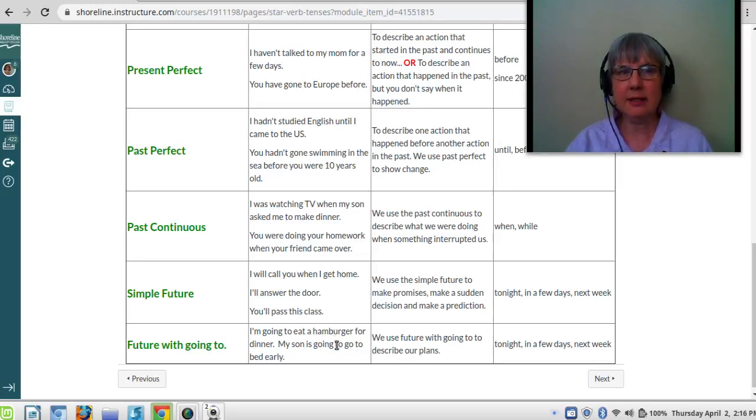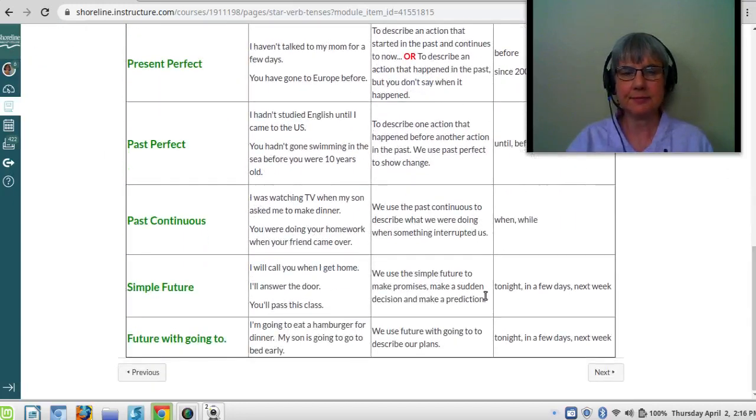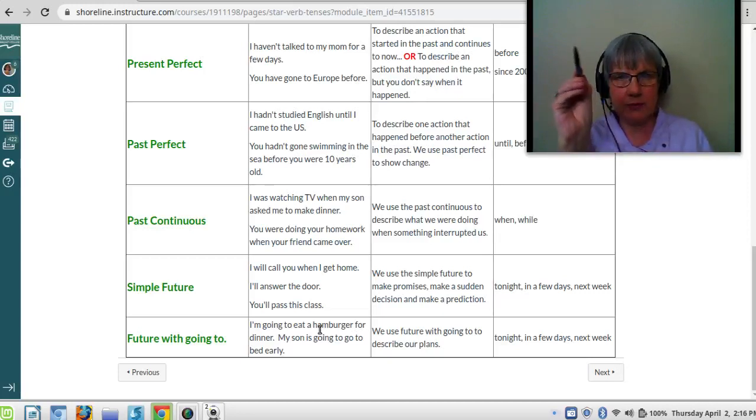Going to, on the other hand, is a plan. It's very similar, maybe the same as they aren't going out tonight. They don't have a plan. I am working tomorrow. He is going out tomorrow. That's the same as saying, I'm going to eat a hamburger for dinner. I am eating a hamburger for dinner. It's my plan. I already have it written down. 1, eat hamburger for dinner. 2, clean the house. 3, grade my students' papers. That's my plan. So I use it as a plan. I say, I am going to eat a hamburger for dinner.